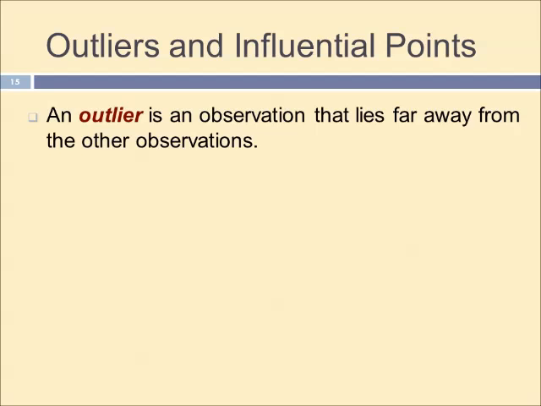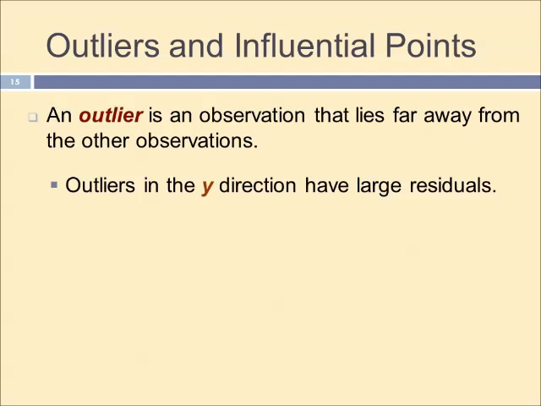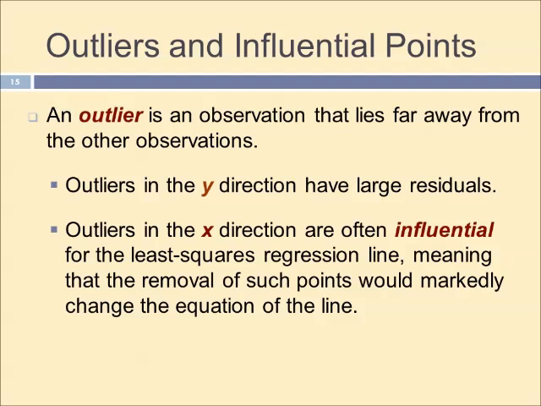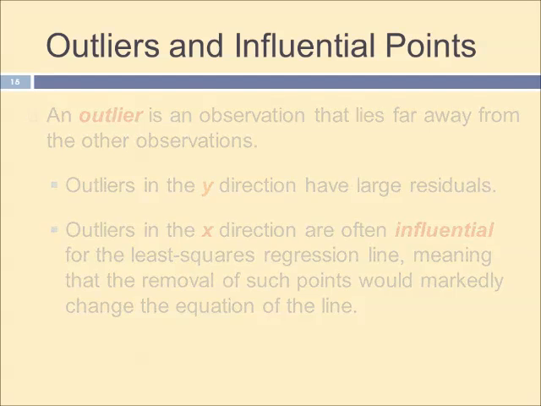An outlier is an observation that lies far away from the other observations. Outliers in the y direction have large residuals. Outliers in the x direction are often influential for the least squares regression line, meaning the removal of such points would markedly change the equation.